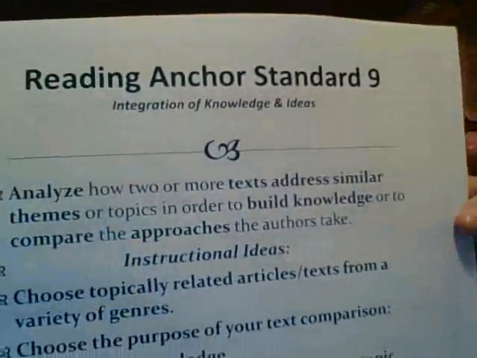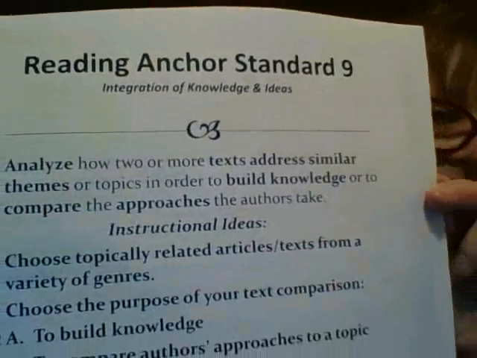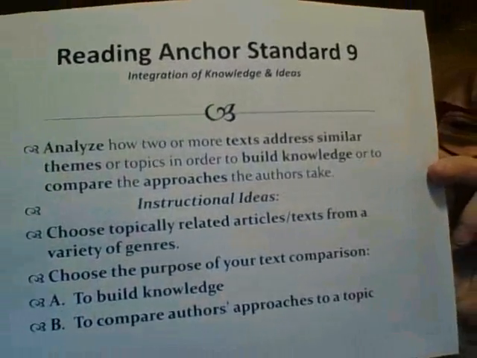Here's reading anchor standard number 9, under integration of knowledge and ideas. This is analyze how 2 or more texts address similar themes or topics in order to build knowledge or to compare the approaches the author takes. Instructional ideas here include choose topically related articles and texts from a variety of genres. Choose the purpose of your text comparison. Is it to build knowledge? Or is it to compare authors' approaches to a topic?